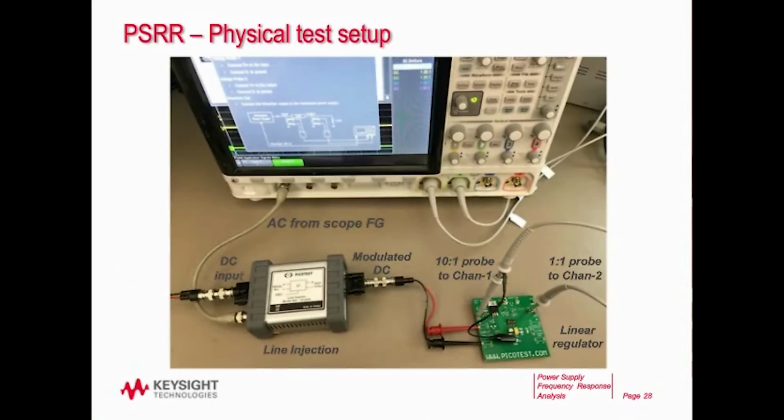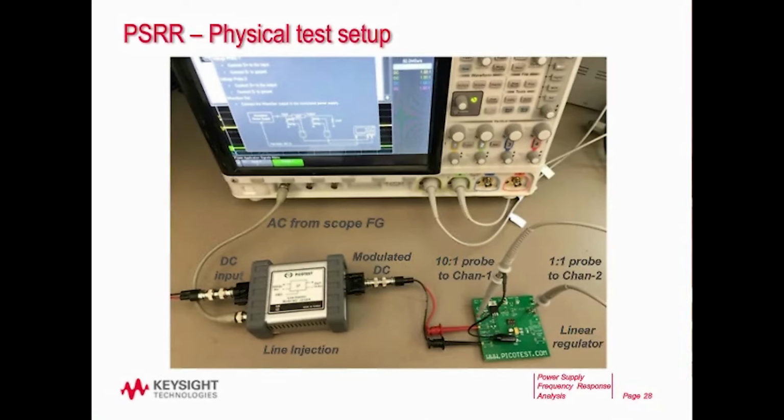So here's the physical test setup that I'm using. There you can see my Infinivision 4000 X series oscilloscope. The BNC on the far left is the function generator channel 1. It has two generators on it. I'm using the channel 1 output going into one input of the line injector. I have my DC input in the lower left going into the other input. The output, right about in the middle of your picture, is the modulated DC.